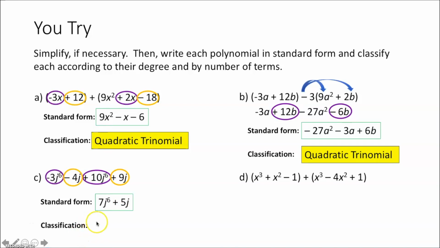Now, if I were to classify this, the term with the greatest degree would be this one. So it's going to be a 6th degree, and there's no special name for 6th degree. We just say 6th degree. And there's two terms, so that would be a binomial.